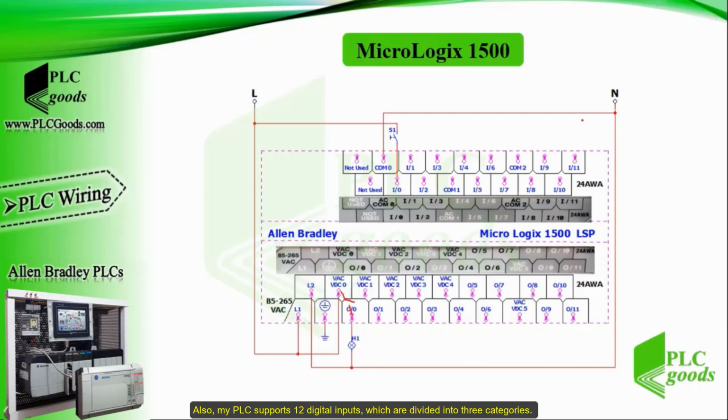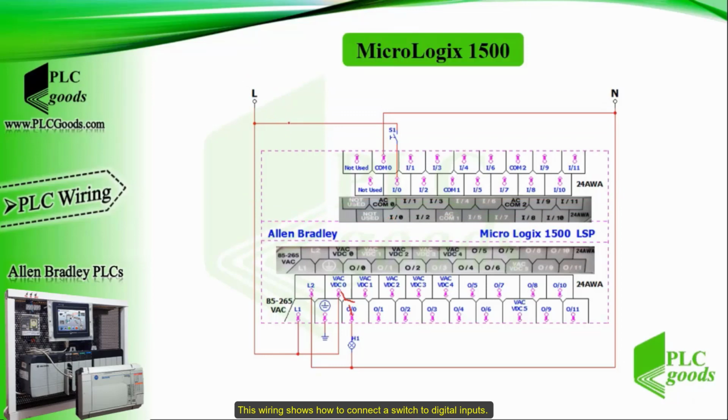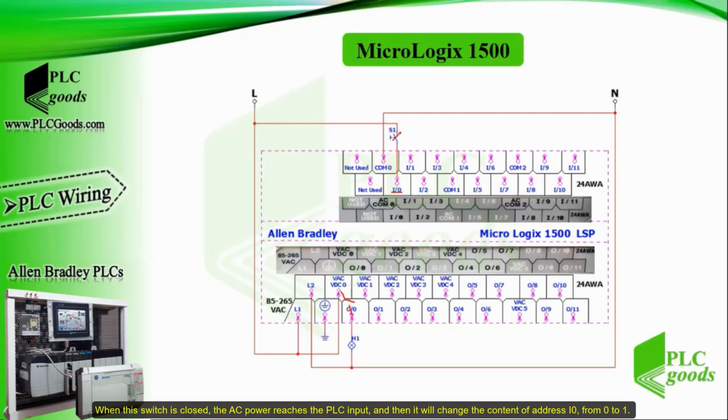Also, my PLC supports 12 digital inputs, which are divided into 3 categories. Each category has a common terminal. This wiring shows how to connect a switch to digital inputs. When this switch is closed, the AC power reaches the PLC input, and then it will change the content of address I0 from 0 to 1.